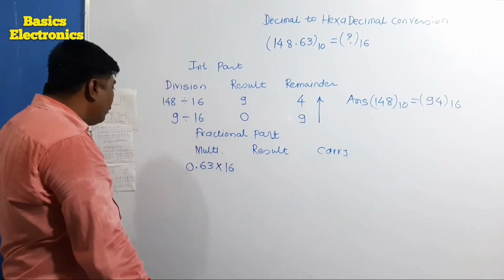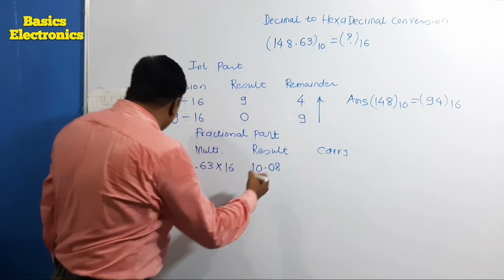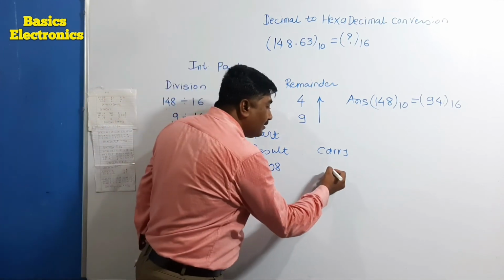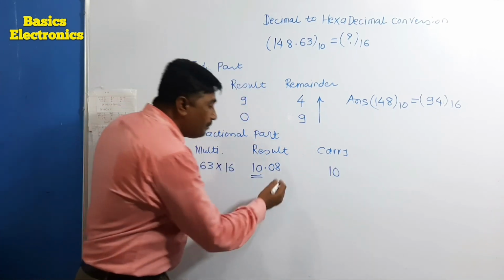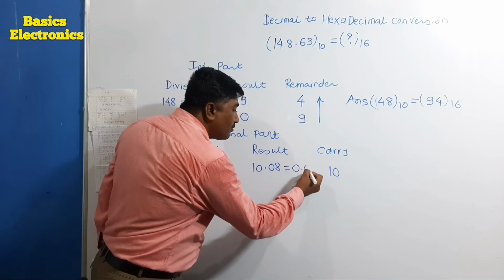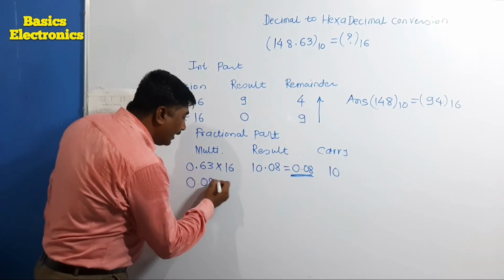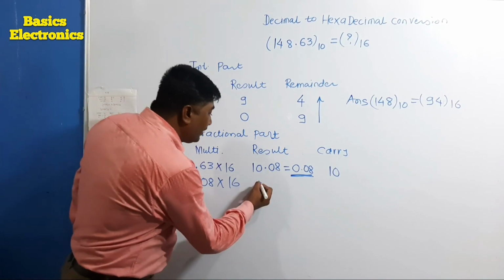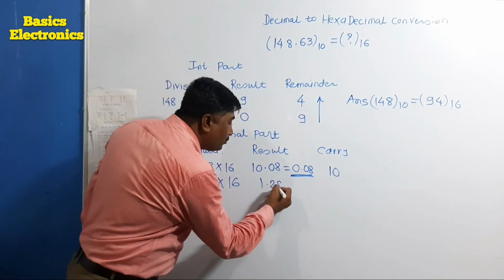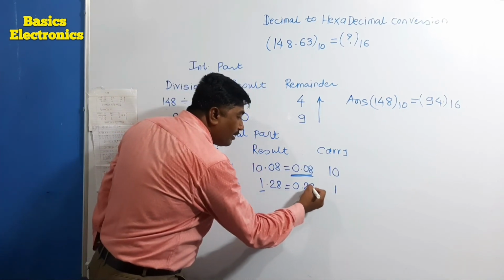0.63 multiplied by 16 equals 10.08. Now this 10 we write down as a carry in the integer position. Whatever remains we consider as the result, so 0.08 is the result now. 0.08 we multiply by 16, then we get the result. The multiplication of these two gives 1.28. This one we write down here, and 0.28 is our remaining result.